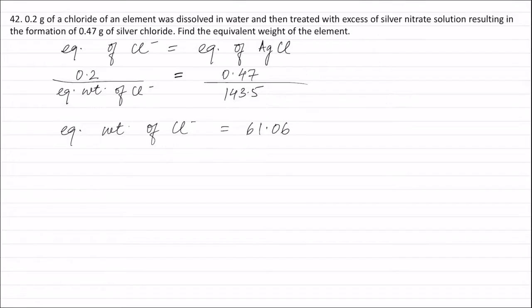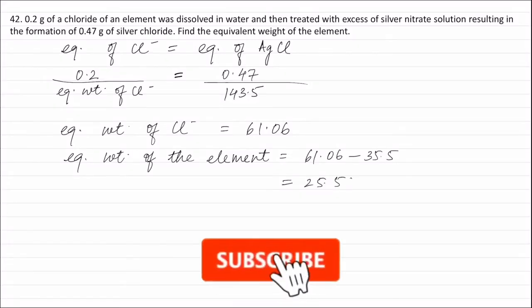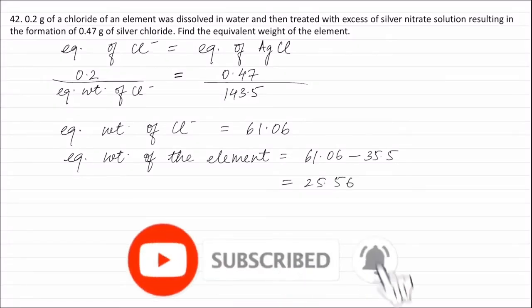Now equivalent weight of the chloride will be equal to equivalent weight of the element plus equivalent weight of chlorine. Therefore, equivalent weight of the element will be equal to equivalent weight of the chloride, that is 61.06, minus equivalent weight of chlorine, that is 35.5, and this is equal to 25.56. Therefore, equivalent weight of the element is equal to 25.56.